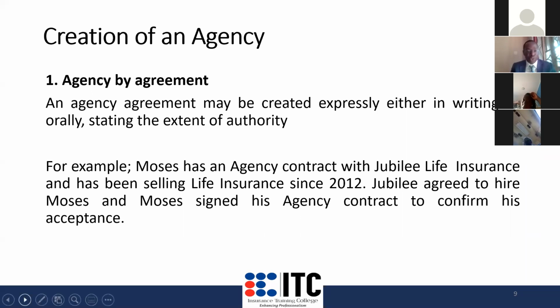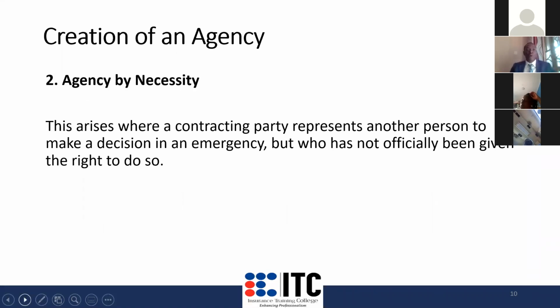It is very, very important to understand outside. We have a second one called agents by necessity. Agents by necessity arise where a contract party represents another person to make a decision in an emergency. There has to be an emergency that is going to escalate or leads to a formation of agents by necessity.